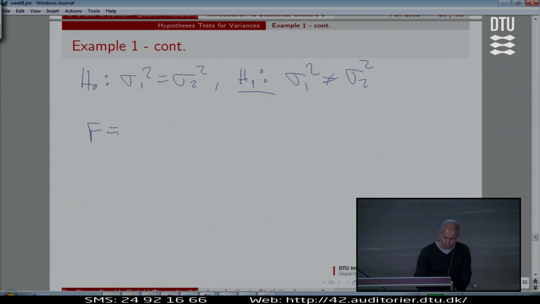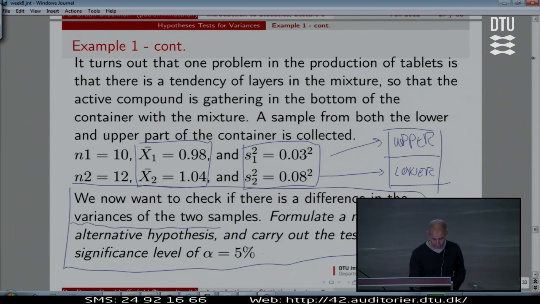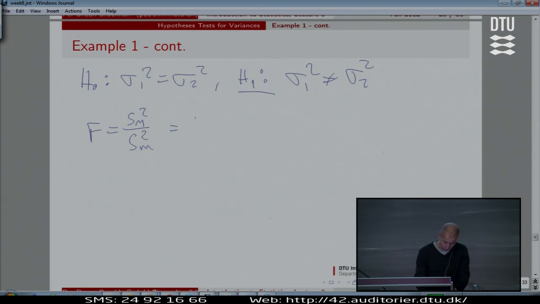The F statistic to be used was to take the largest variance and divide by the smaller variance. What were the variances? They were 0.08 and 0.03 squared. What is this number? I achieved the number 7.11. The question is the fact that the one variance is 7 times larger than the other one. That sounds a bit large, right?